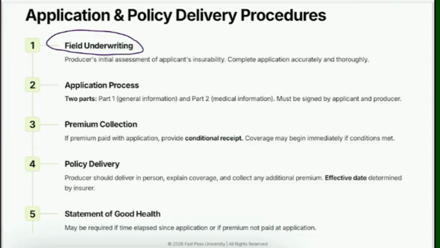But it is called field underwriting. You are out there in the field gathering this information. It is the producer's initial assessment of the applicant's insurability. They must complete the application accurately and thoroughly. If you show up and they're smoking cigarettes, or they're attached to an oxygen tank and they just don't look like they're in the best of health, but they told you they don't smoke, you're the eyes and ears when you're out there, right? So you have a responsibility when you're doing the field underwriting.